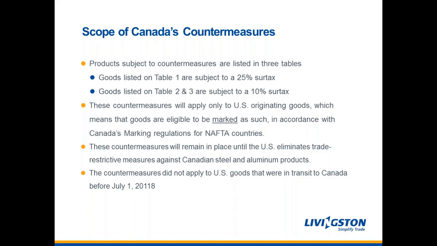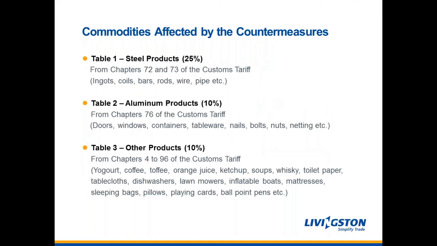The countermeasures didn't apply to any U.S. goods that were in transit before the July 1st date, although most goods have now arrived. But you could have the odd one coming from foreign, Asian Pacific type countries that may not have hit the Canadian shore yet, so they may still be en route.